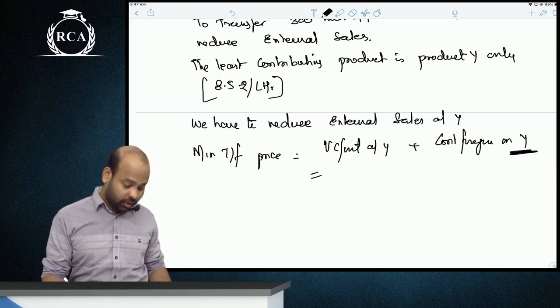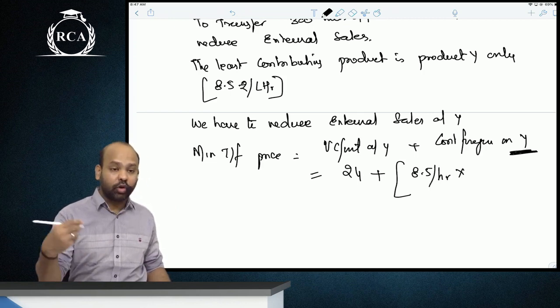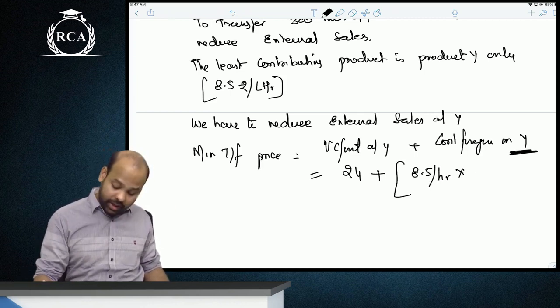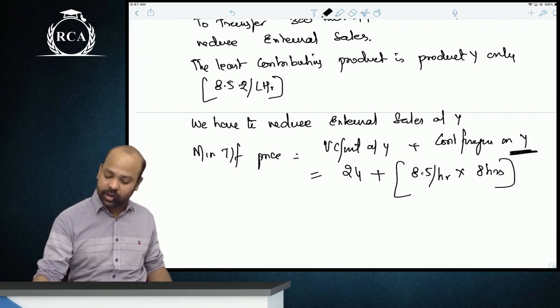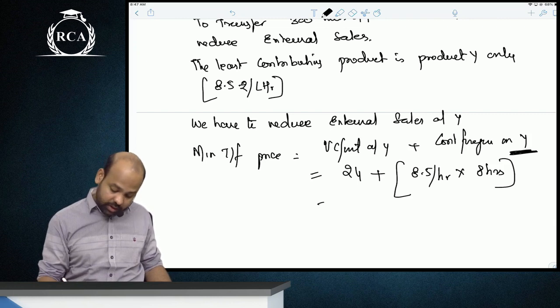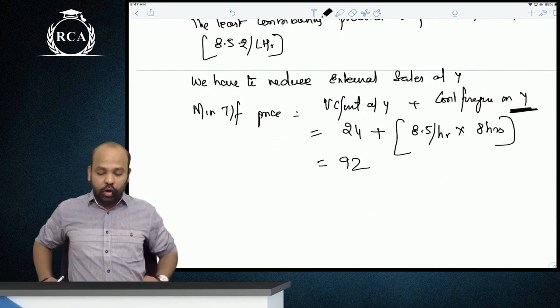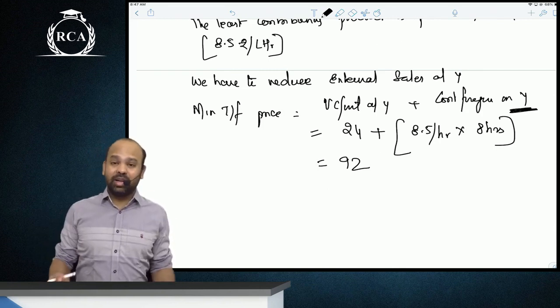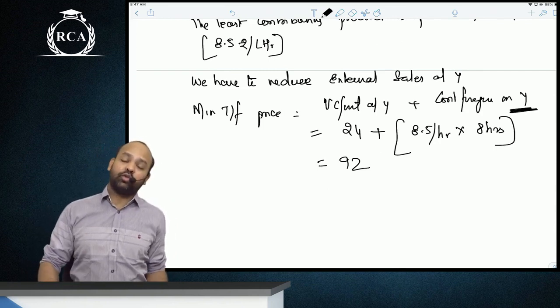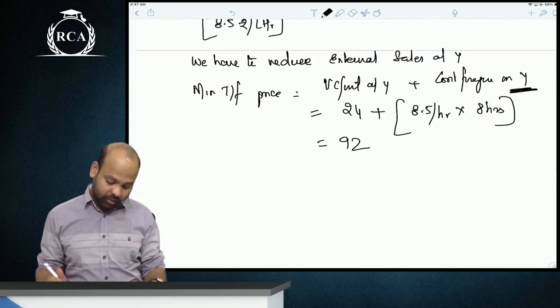So your variable cost beta is 24 rupees per unit. Plus beta contribution foregone is 8.5 rupees per hour, which is what we are losing on the other product, guys, and we need 8 hours to manufacture that. You will obviously come back to the selling price only, because it is the same product, guys, but not necessarily beta should you come back to selling price. I will point this out in the next question again.